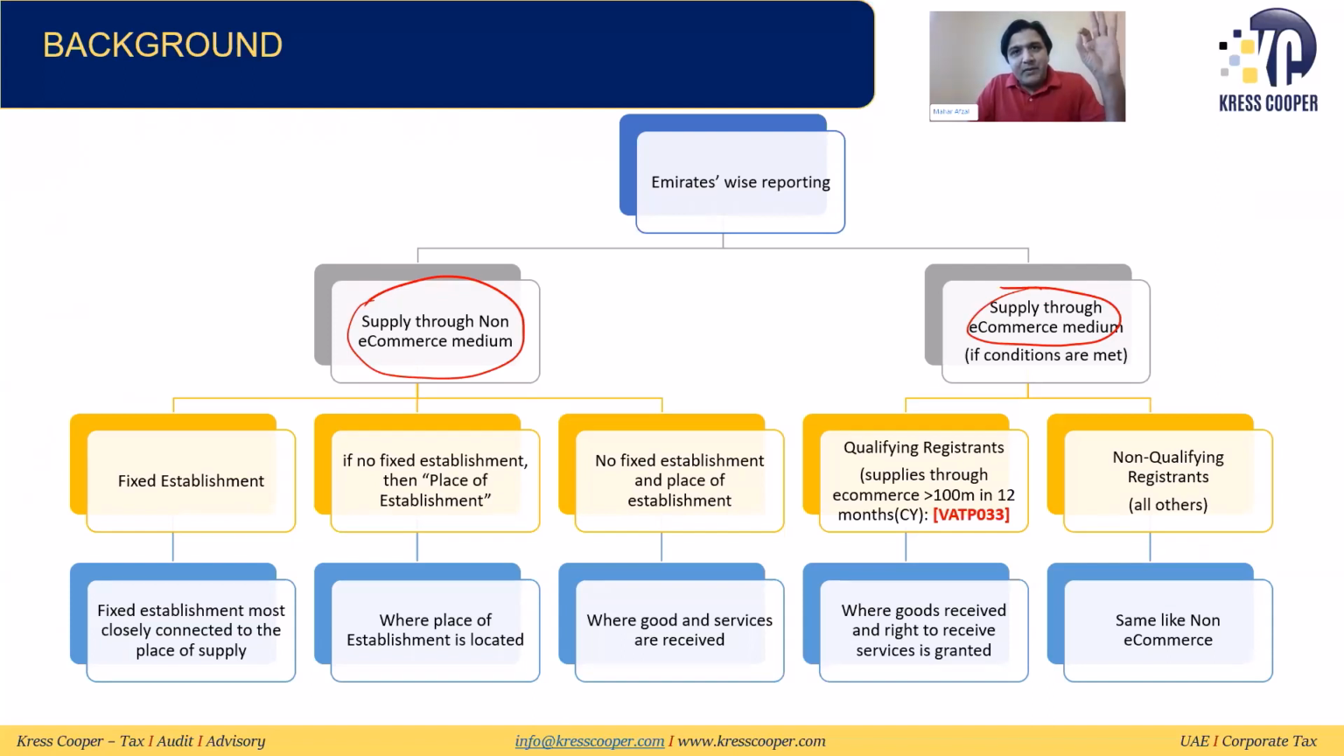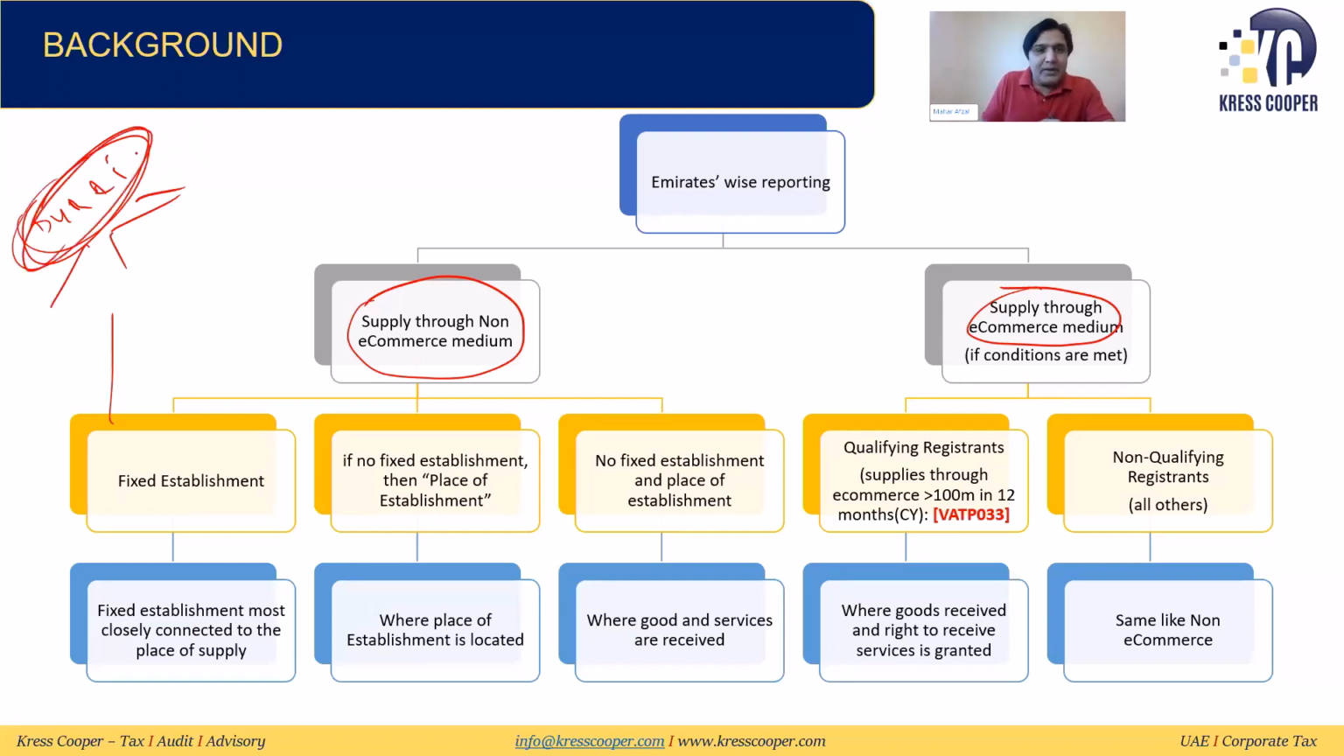The taxable person has a fixed establishment. If yes, the place of supply will be the Emirate where the fixed establishment most closely related to the supply is located. Suppose the company is in Dubai, and this is the only fixed establishment, with no other office in the UAE, and from Dubai they are making supplies in various Emirates. Since they have one fixed establishment in the UAE, all sales need to be reported in Dubai.